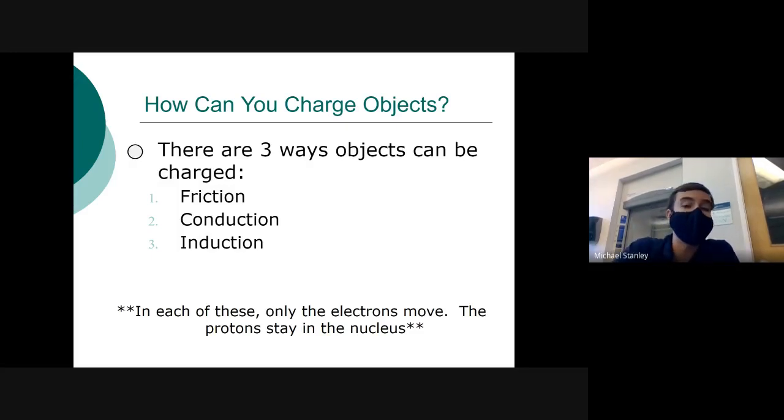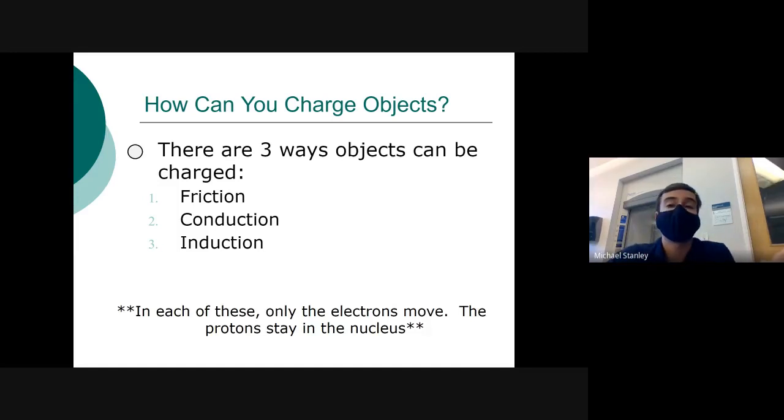So there are 3 main ways that objects can become charged. There's friction, conduction, and induction. We'll go through each one of these individually, but again, remember, in each of these, only the electrons are moving. So usually this has to do with 2 materials interacting with each other. One material loses some of the electrons and becomes positive. The other material takes those electrons and becomes negative.